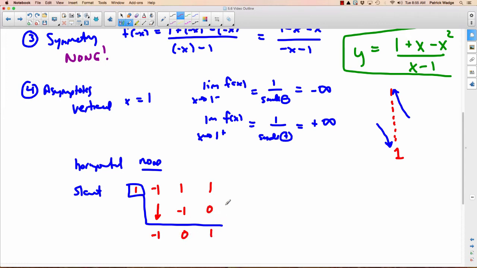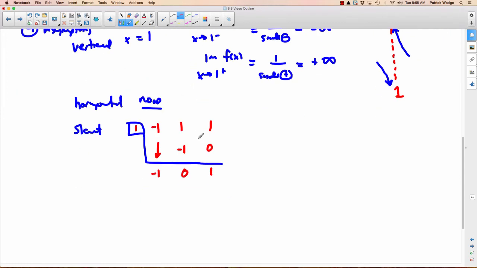Add, you get 1. So this last number here is the remainder, and that's actually not part of the slant asymptote. All we need for the slant asymptote are these two numbers. So this is your constant, and this is your x. In other words, you just get -x. The equation of the slant asymptote is y equals -x. You don't worry about remainders when you're looking at slant asymptote.